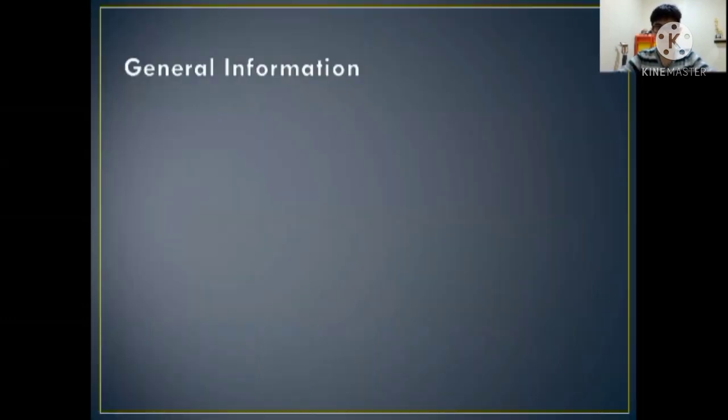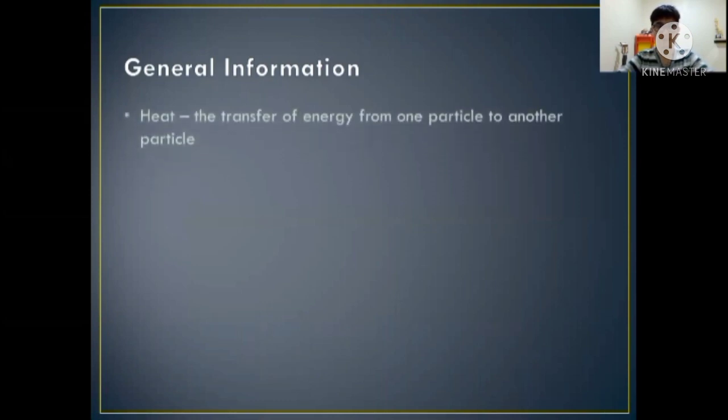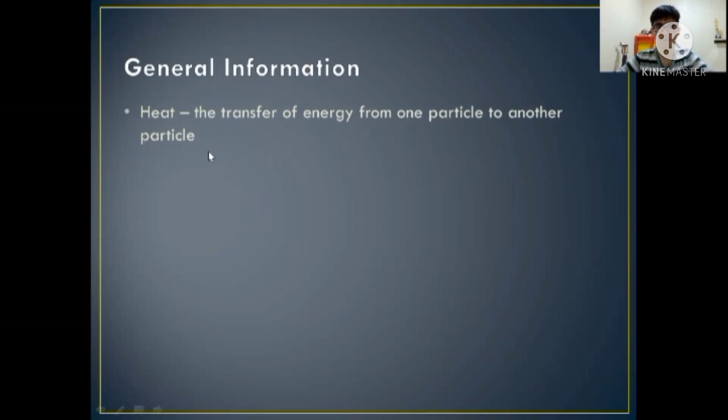Alright, here is the general information. First of all, we have heat. Heat is the transfer of energy from one particle to another particle. So you can say that heat is the process of transferring energy from one particle that has some heat to another particle that maybe has no heat, or maybe has heat but only a little amount of it. And yes, that's the first general information.